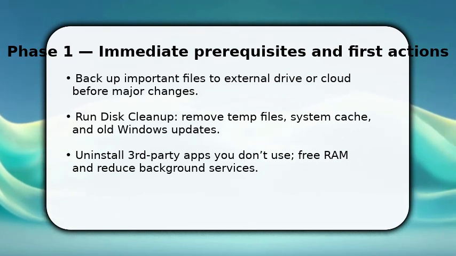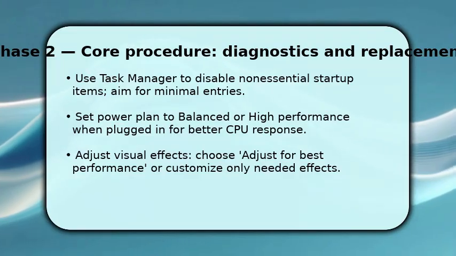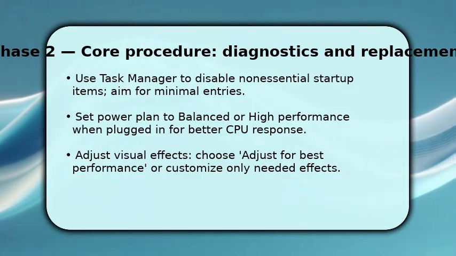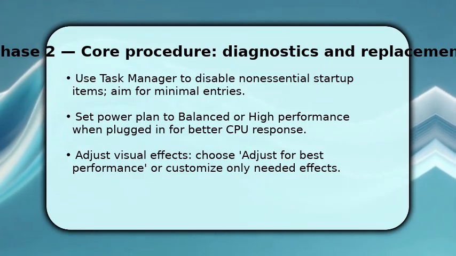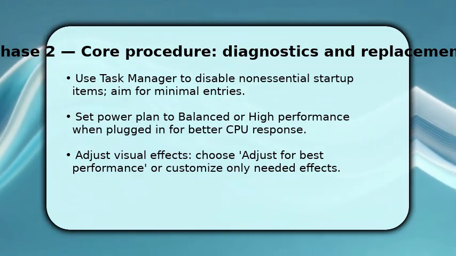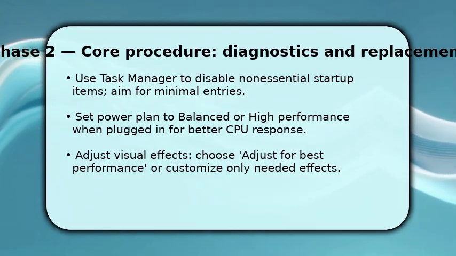Now you tackle startup and system settings to improve responsiveness. Open Task Manager and disable non-essential startup items. This reduces initial CPU and disk load during boot. Once done, set your power plan to balanced or high performance when plugged in to stop aggressive throttling.